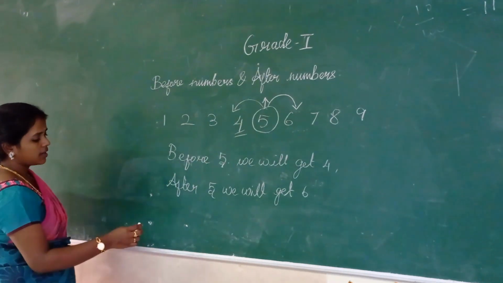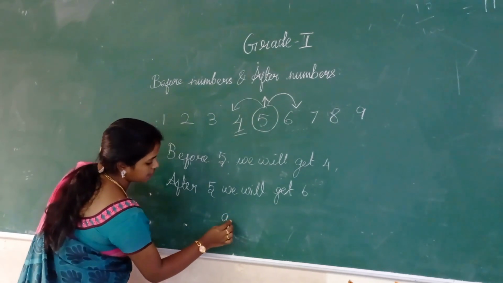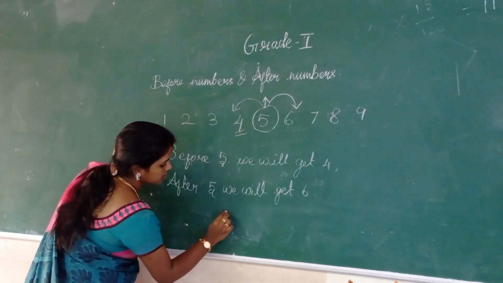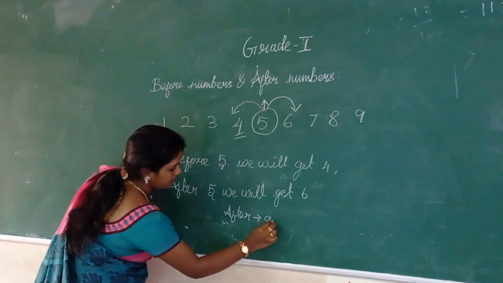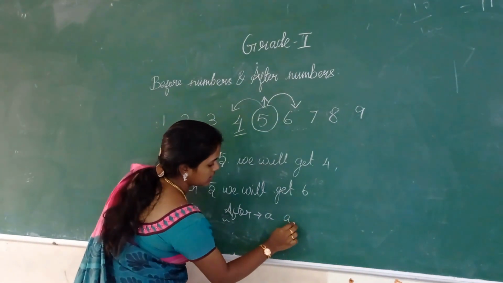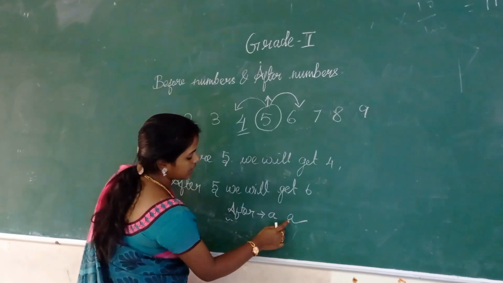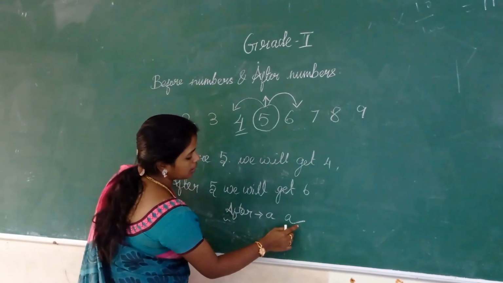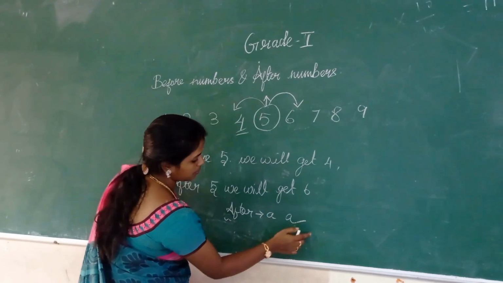Keeping this in your mind shortly: for after, you can remember the small a. The small a, the curve, it will come like this, right? After means a. A means you have to see the number the curve is looking at, in the direction of the curve.